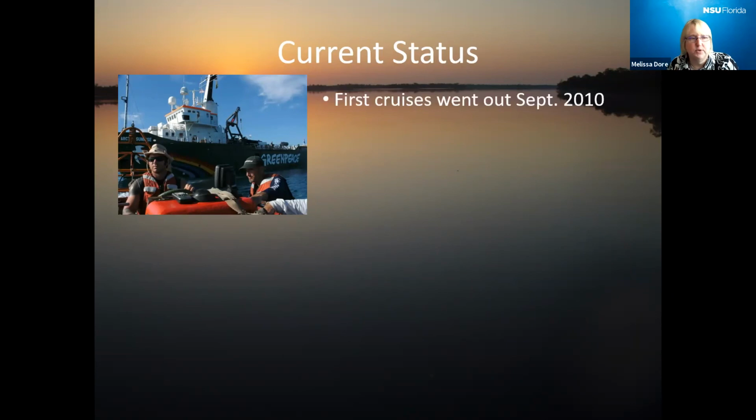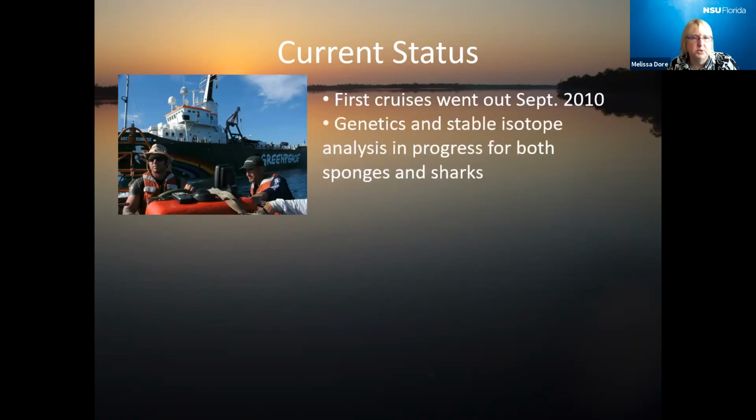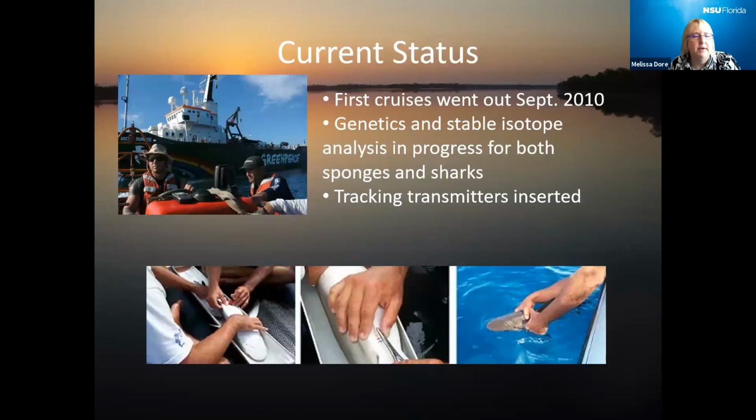So, what is the current status of this? We first went out for all of this research in 2010. We did genetic analysis for both sponges and sharks, and looked at stable isotopes. Stable isotope analysis tells us what the temperature was, what the salinity was, what the history of something is on the isotopic level. These are not radioactive. These never change. And for the sharks, we also did tagging. We transmitted.